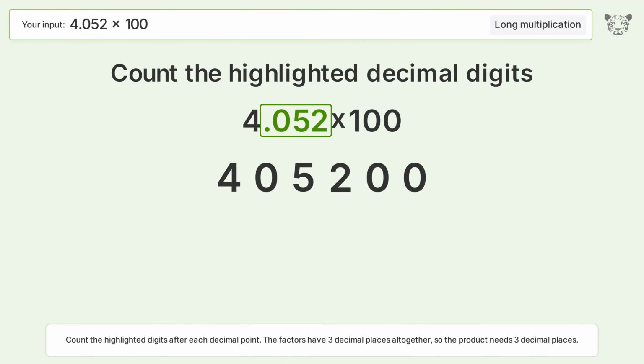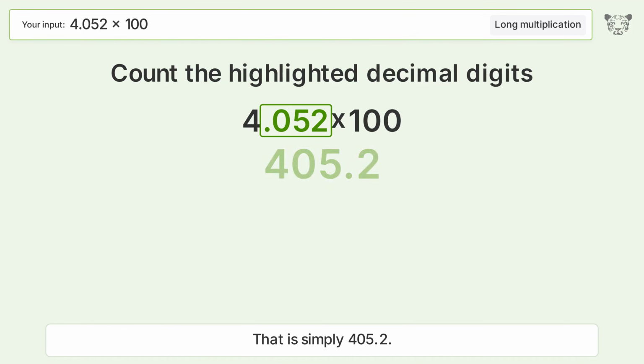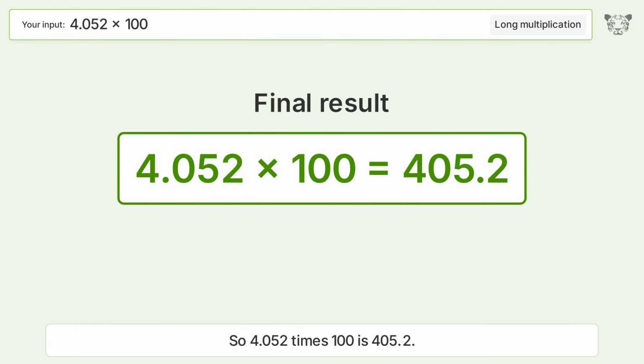Count the highlighted digits after each decimal point. The factors have 3 decimal places altogether, so the product needs 3 decimal places. Place the decimal point 3 places from the right. 405,200 becomes 405.200. That is simply 405.2. So 4.052 times 100 is 405.2.